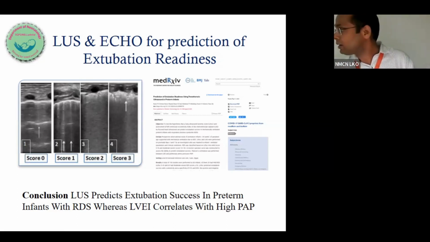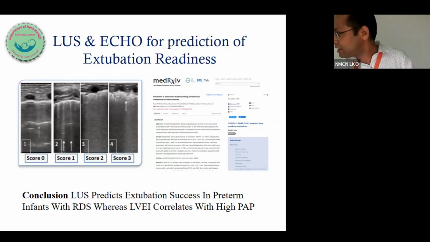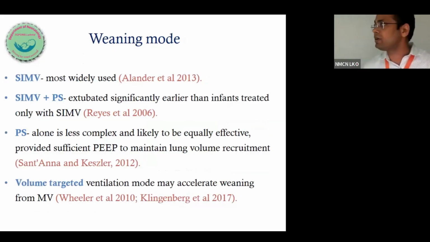So it was found that lung ultrasonography can predict the extubation success in preterm infants with RDS, especially in those babies who had lung scores less than 10, and those with more than 10 had difficult extubation. And also the left ventricular eccentricity index can help in prediction and help in determining the pulmonary artery pressures. So which mode should be preferred? As we have talked, not all the modes have much advantage over each other, but volume target ventilation definitely may help in accelerating the weaning.